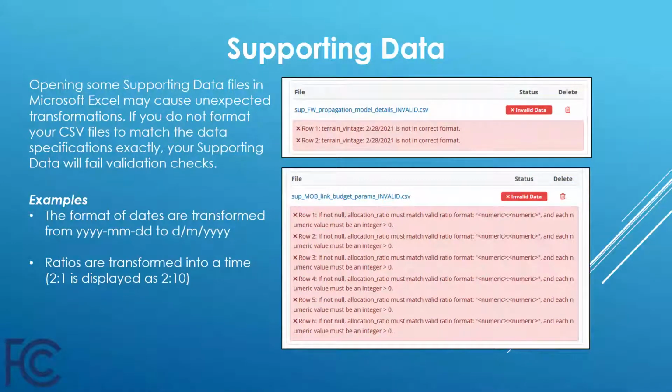Another example involves ratios, as Excel will often automatically transform ratios into a time format. In this example, all 6 rows of a file had a ratio of 2:1 in one column. However, if that file is opened in Excel, then saved without specifying the format of the cells as ratios, the file will not be valid when uploaded into the system. Please be sure to consult the supporting data section of the FCC's most recent data specifications for more information.